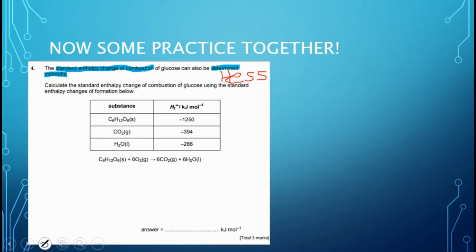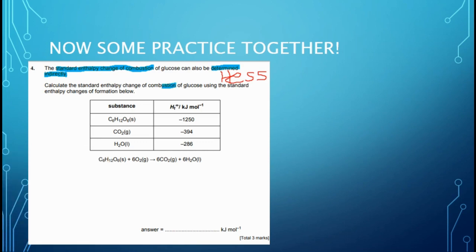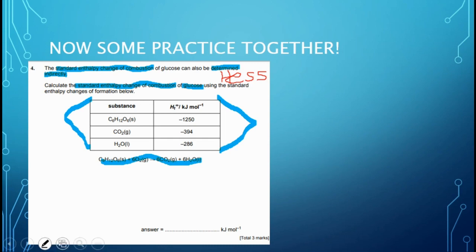Now, the question they already tell you: calculate the standard enthalpy change of combustion of glucose using the standard enthalpy changes of formation below. Now this is your standard enthalpy changes of formation. The first thing we have to do is look at this. Something in your head should be clicking right now, that this is actually not possible. You cannot have an equation like this. So this is when a Hess cycle comes in.